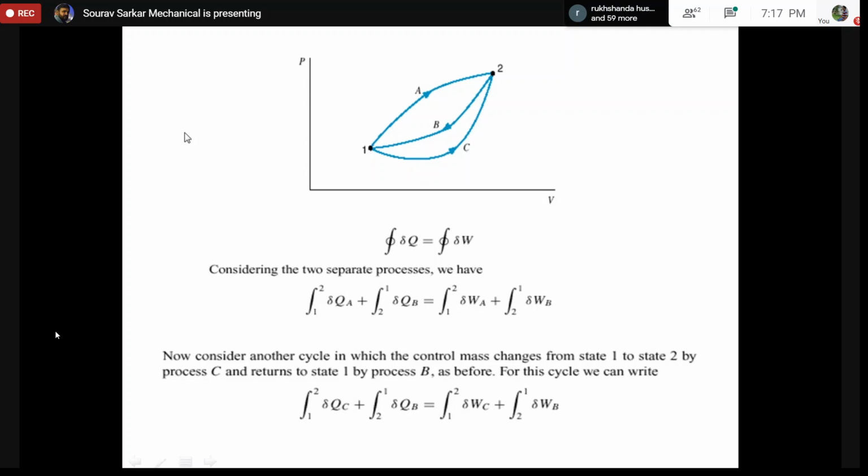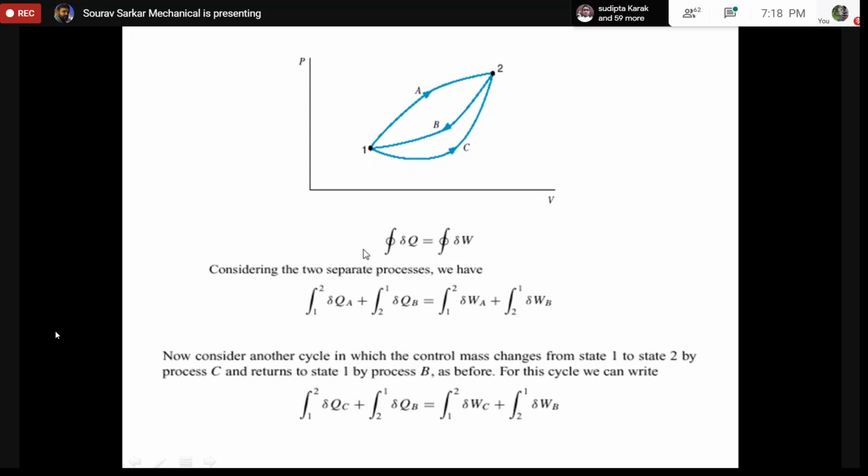Why there is a cyclic process, I will tell you later. Just wait for a minute. But you consider that these two integration signs are different. One is a simple integration, one is a cyclic integration. So you need to take care about the cyclic integration. The cyclic integration is valid for only a cyclic path.